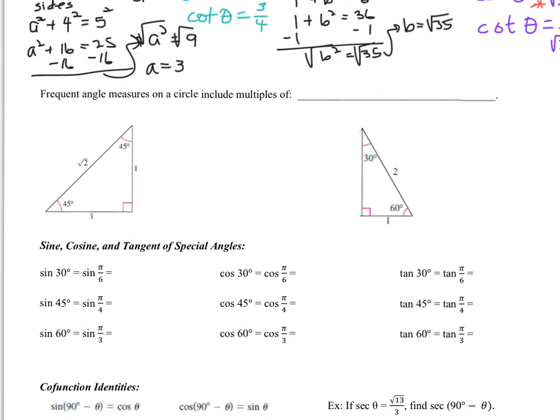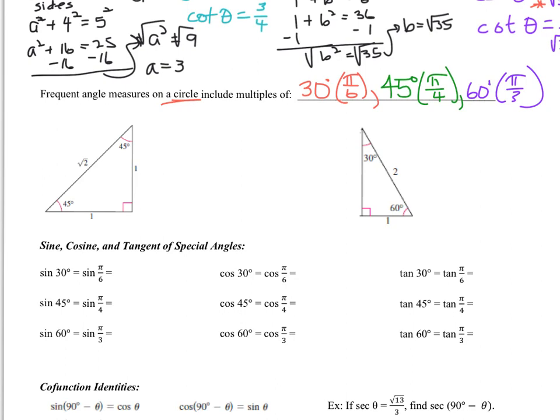The last big thing that we're going to talk about in this lesson are the two special right triangles drawn down below. It says frequent angle measures on our circle that we were drawing yesterday, or in 6.1, include multiples of 30 degrees or pi over 6 radians. We also frequently use 45 degrees, and that could be pi over 4 radians. And there's also multiples of 60 degrees, which is pi over 3 radians. Now 30, 45, and 60 degrees come from these two special right triangles down below.